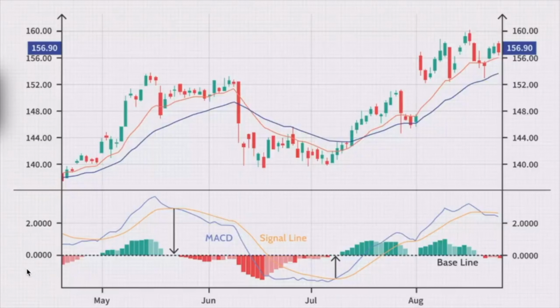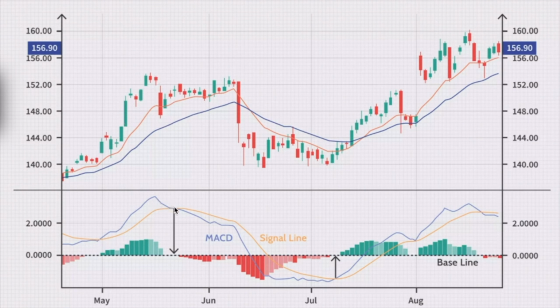Okay, so this is an example of the MACD. The MACD is represented here, this blue line down here, and the signal line is this orange line. This line right here is a baseline, which is a comparison line. So what we really look for is when the MACD line crosses the signal line. When it crosses, like right here, this is potentially an uptrend signal. And as you can see right here, the stock price went up.